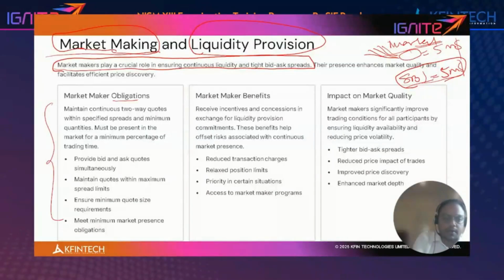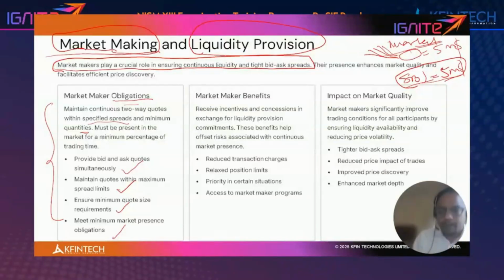What are the market maker obligations? Maintain continuous two-way quotes within specified spreads and minimum quantities. Provide bid-ask spreads continuously and simultaneously. Maintain quotes within the spread limits. Ensure minimum quote size and meet minimum market presence obligations.